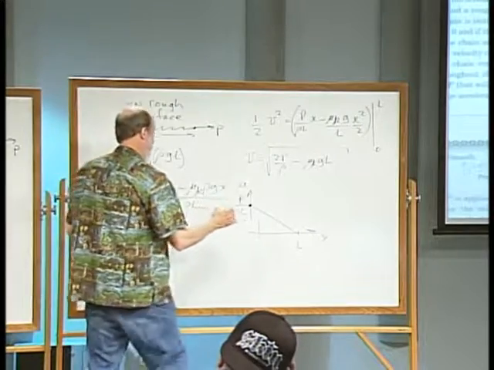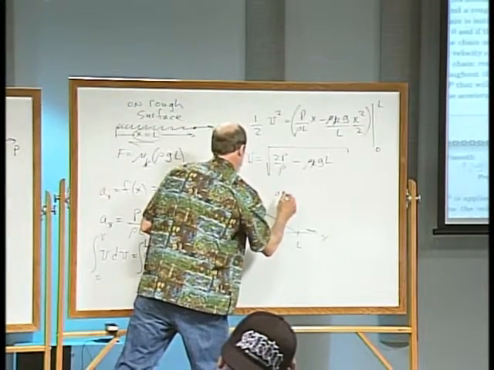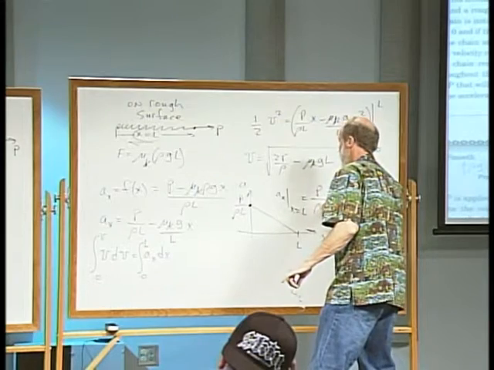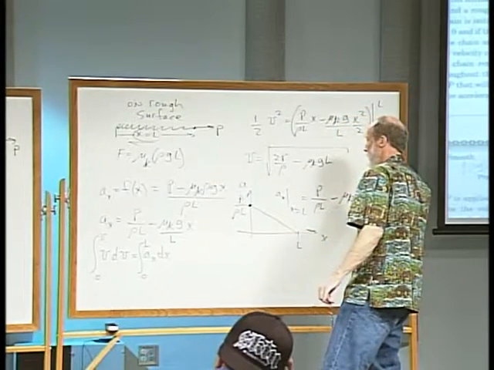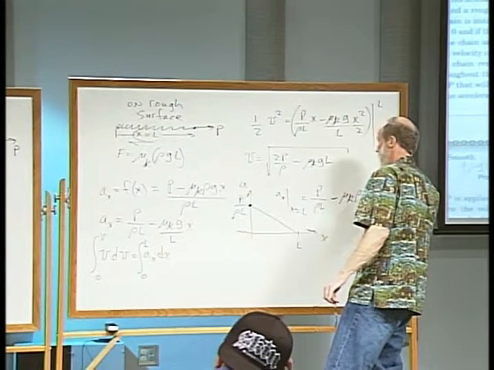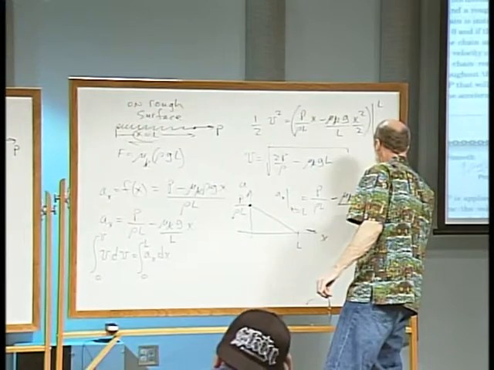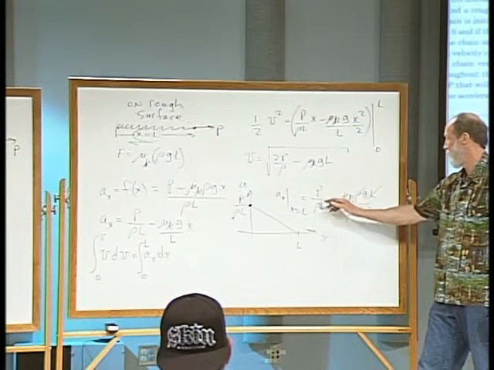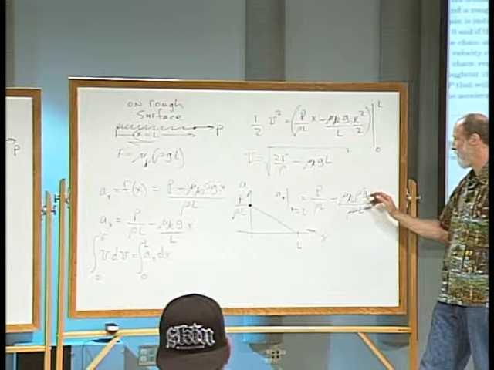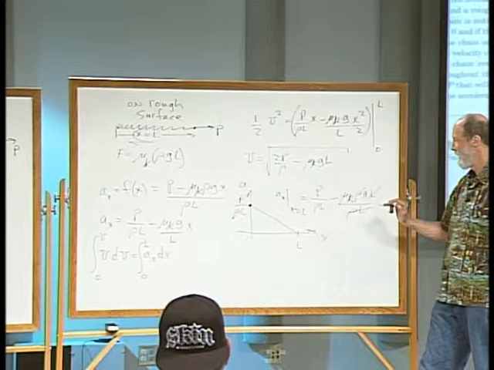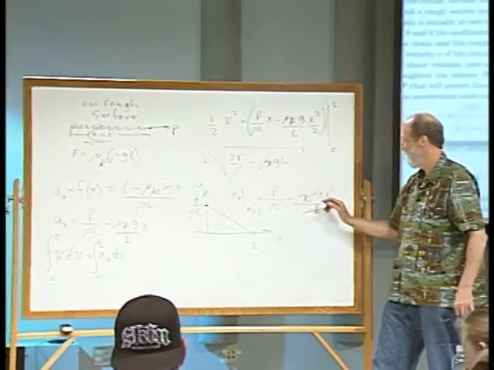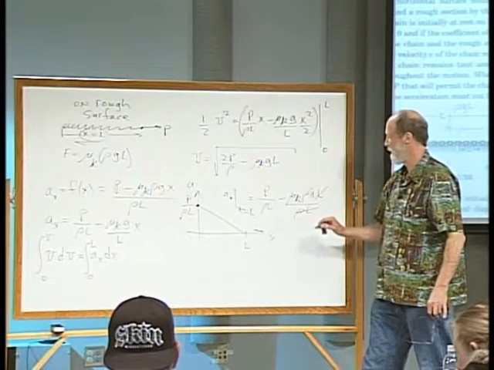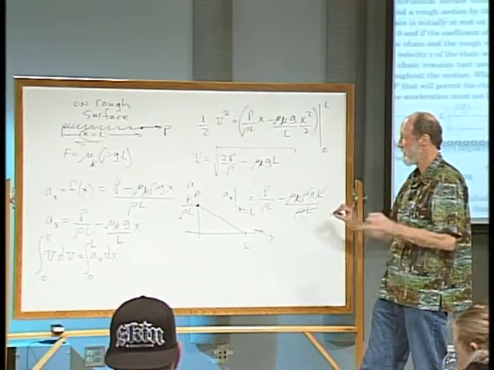And if you put that in there, let's see what you'd get. A sub x at x equals L, you get P over rho L minus mu_k rho g L over rho L. Rho L reduces out. And you're left with P over rho L minus mu_k g. I think that's going to be your acceleration value right there. Is that going to be zero? Yeah, we can assume it's zero. And if you set it equal to zero, you can solve for P.